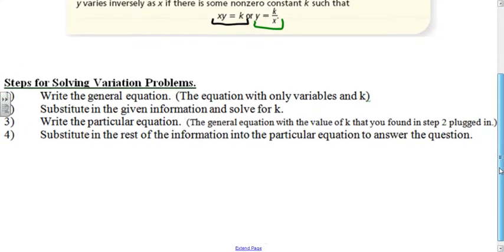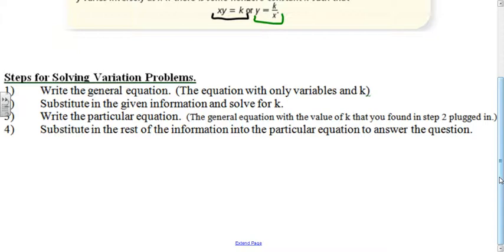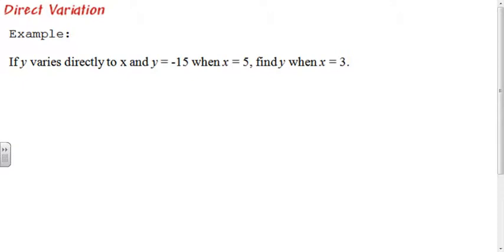So to solve these variation problems, we would write out the general equation for whatever one we're looking at. So again, we need to know, are we looking at direct, joint, or inverse variation? Write out the equation with the variables and k, substitute in our given knowledge, and that would help us solve for k. Write out the particular equation, so we just have our x's, y's, and maybe our z's, and we plug in the value of k that we know into that equation, and then substitute the rest to find our answer. So let's see how this one looks.